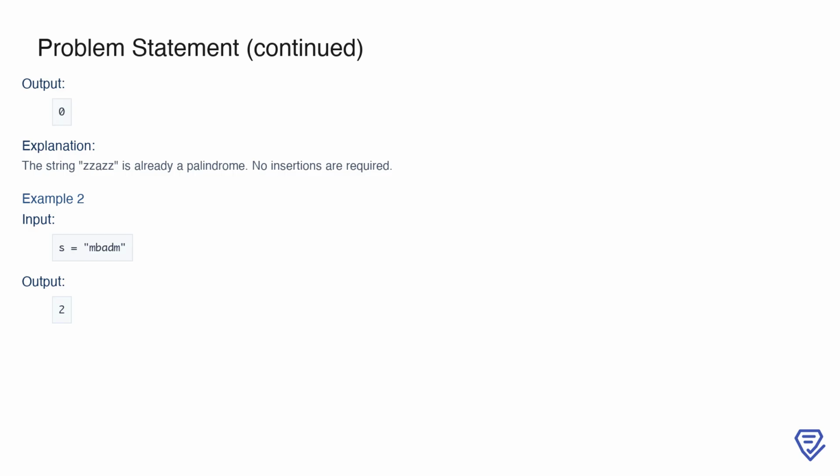If the input string is Zaz, the output is 0. Why? Because Zaz is already a palindrome. It reads the same forward and backward, so no insertions are necessary.